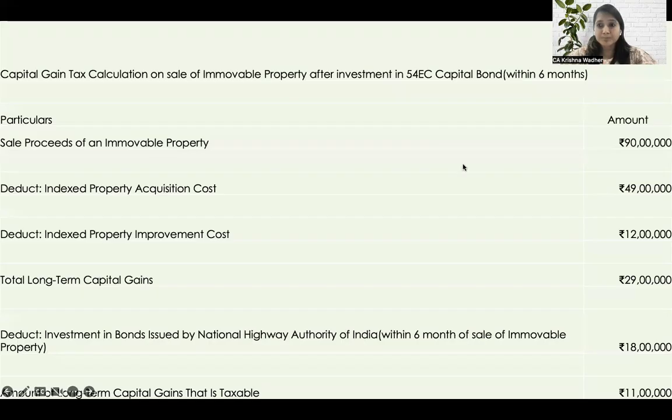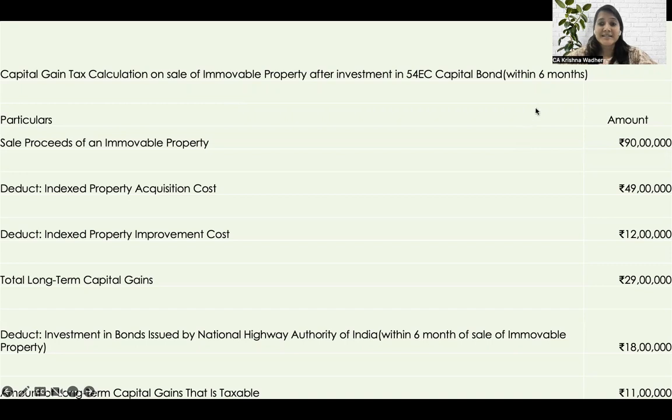Now I will show this with a small calculation which is there on my screen. I hope you can see it. Capital gain tax calculation on sale of immovable property after investment in 54EC capital bond within 6 months. So what does that mean? You can get the benefit of this section only when you invest the sale proceeds in any capital bond within 6 months of the sale date.